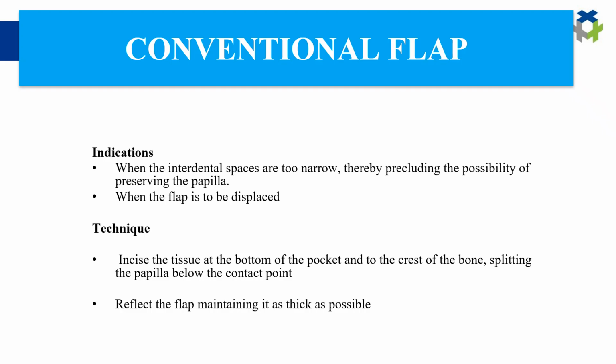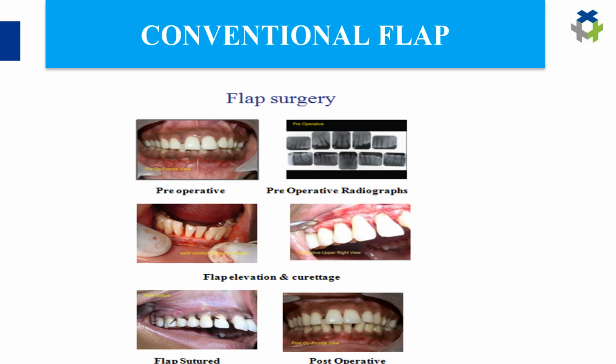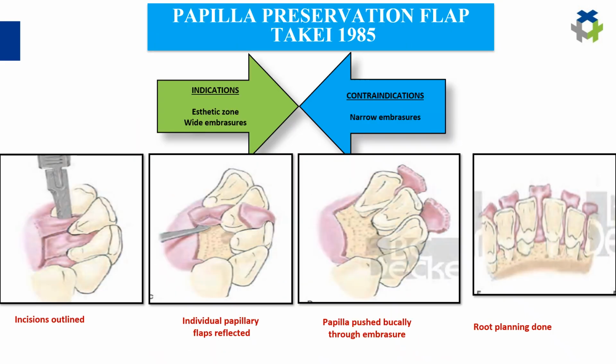So technique, incise the tissue at the bottom of the pocket and to the crest of the bone, splitting the papilla below the contact point, reflect the flap, maintaining it as thick as possible. So this is a conventional flap procedure.